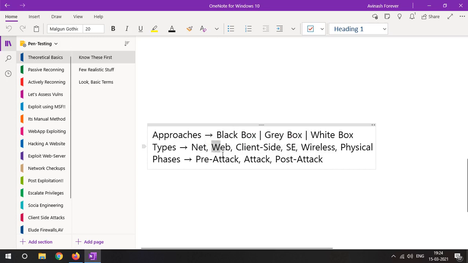Web may include the website itself, the web server on which the website is hosted, the database which the website uses, and other things like API, applets, plugins, and a lot more. So it's never limited. Then we have client-side penetration testing, in which we test browsers, email clients, Flash, content creation apps such as Photoshop, media players, and many things.